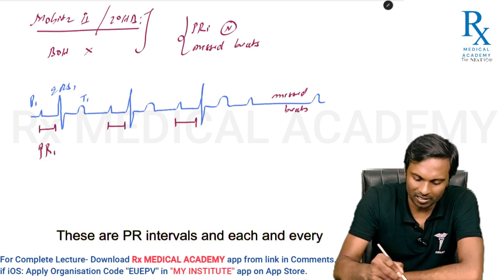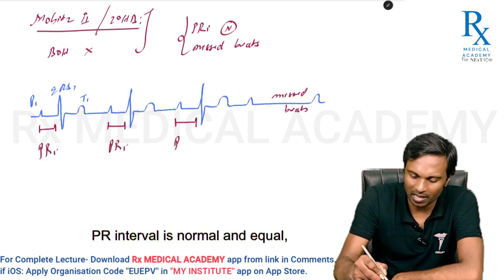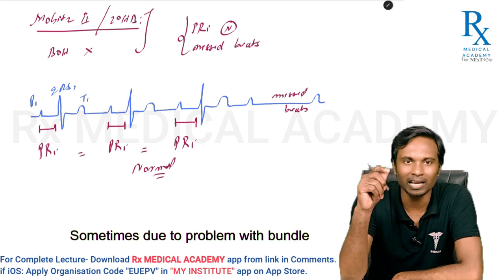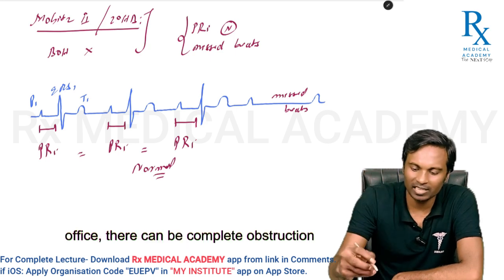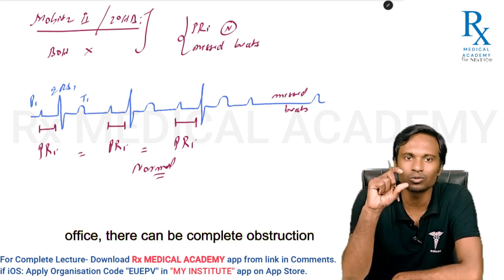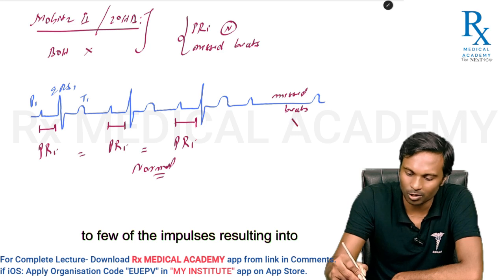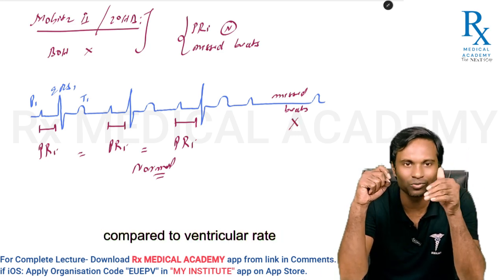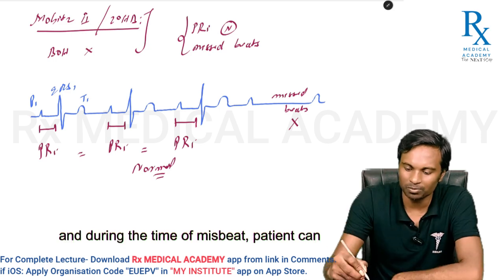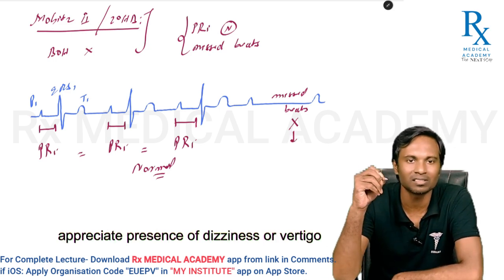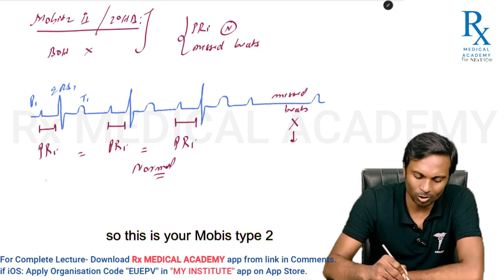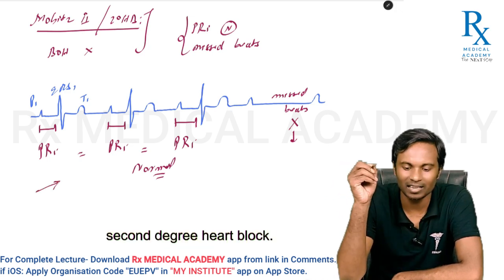These are PR intervals, and each and every PR interval is normal and equal, but it is followed by missed beats. Sometimes, due to a problem with the bundle of His, there can be complete obstruction to a few of the impulses, resulting in the formation of missed beats. Therefore, the atrial rate will be more as compared to the ventricular rate. And during the time of a missed beat, the patient can appreciate the presence of dizziness or vertigo or sometimes even syncope. Okay, so this is your Mobitz type 2 second degree heart block.